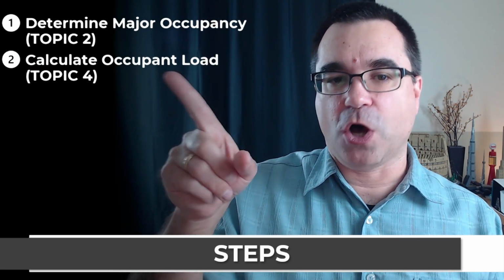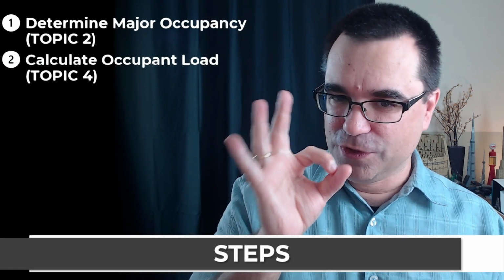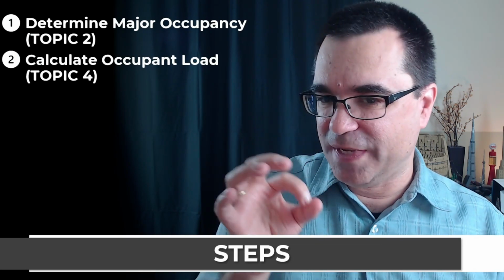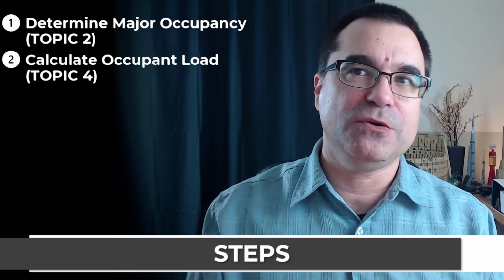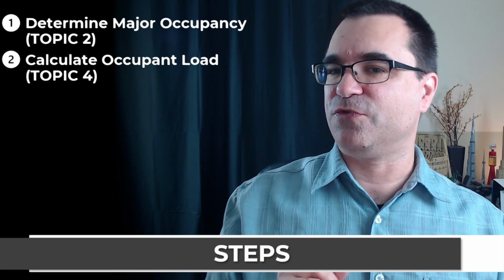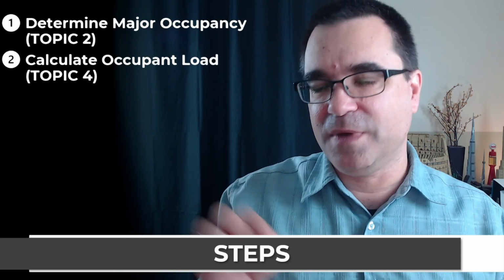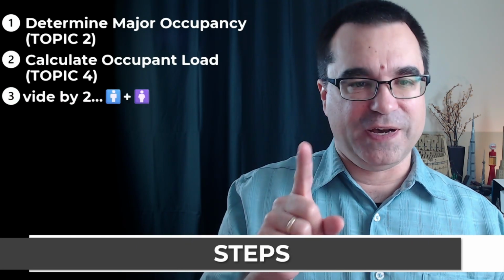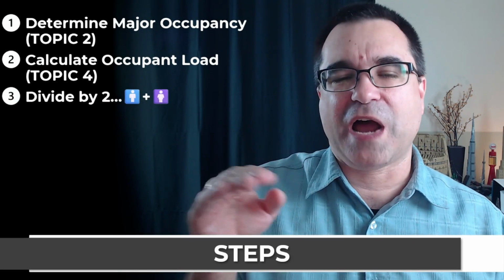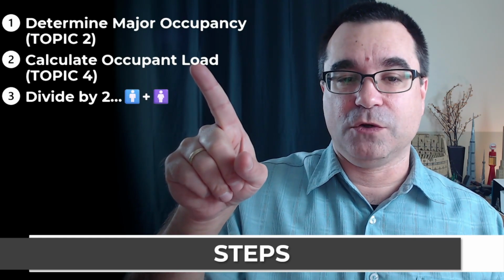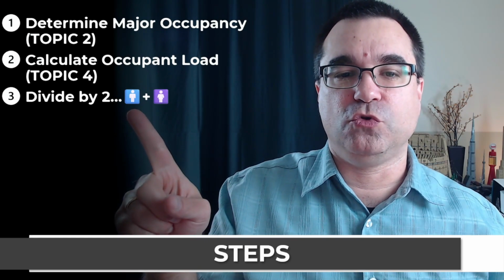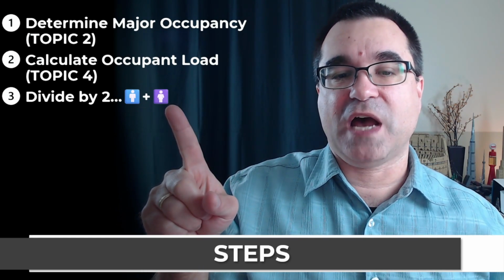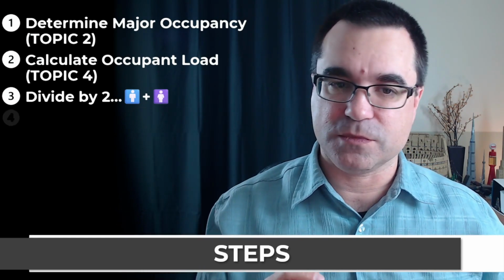Step number 2, you must calculate then the occupant load for this major occupancy in that space. That's topic 4. The only difference is that for D major occupancies, the one exception that I pointed out, you can't use the table. You must use 14 meters squared per person. Finally, no, not even finally, we're halfway. You take the occupant load that you find, and you divide it in half, where half of it will be directed to male washrooms, and the other half will be directed to female washrooms.